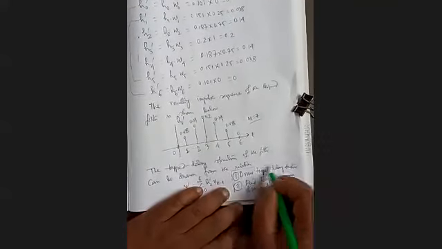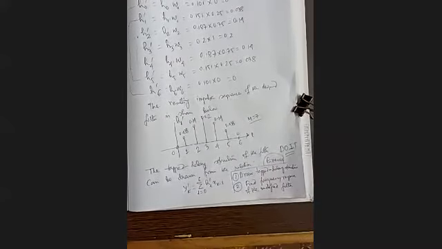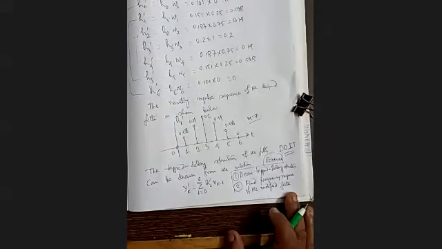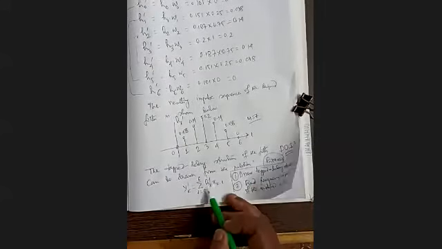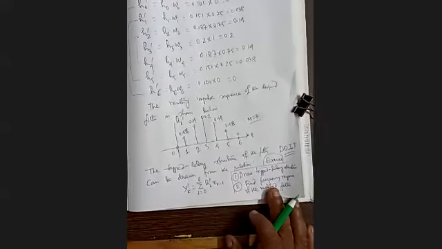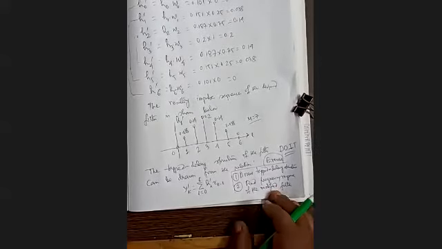These two will be your exercise. Do it at your home. Draw tap delay structure and find frequency response of the modified filter, means using H dash L. Clear?